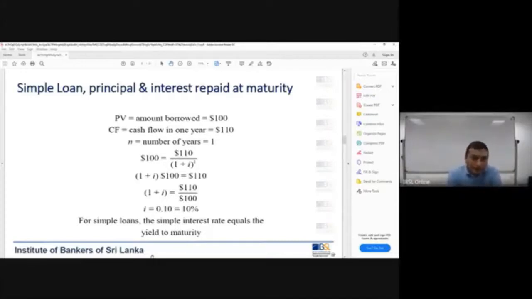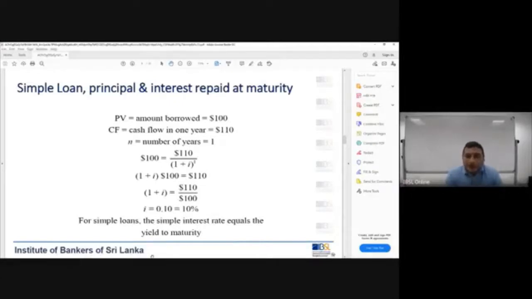So you see now the different financial instruments that you come across. Okay. So when it comes to simple loans, the basic feature there is the simple interest rate applied to that simple loan equals the yield to maturity. That means this loan is basically held until its lifetime is over. Okay. So for instance, present value, amount borrowed equals, let's say, $100.